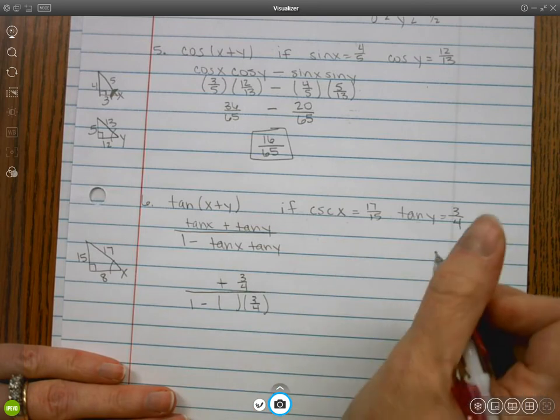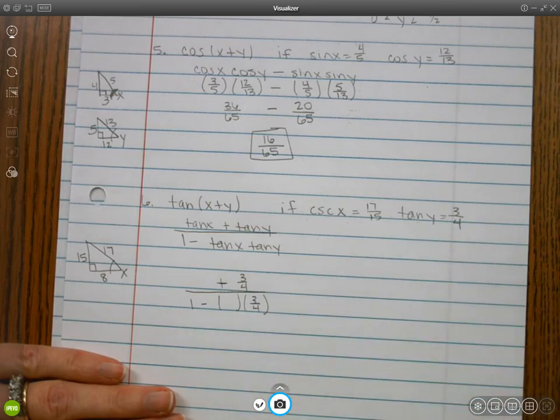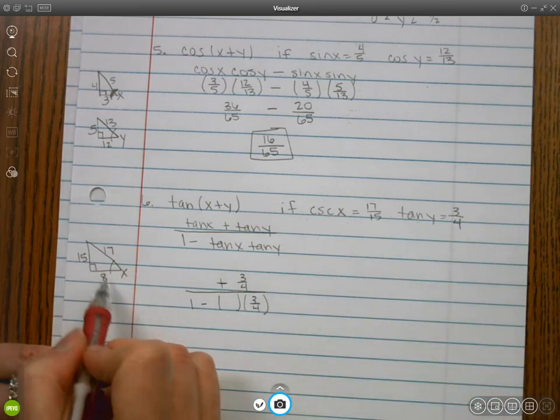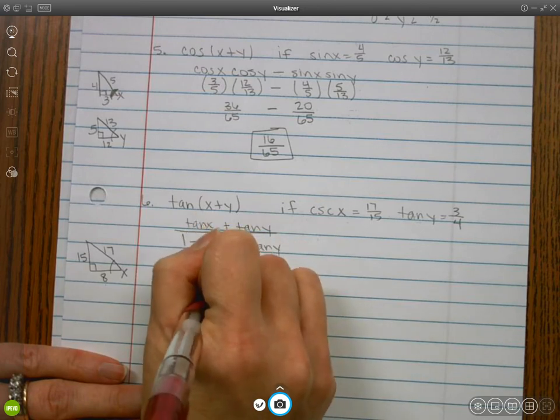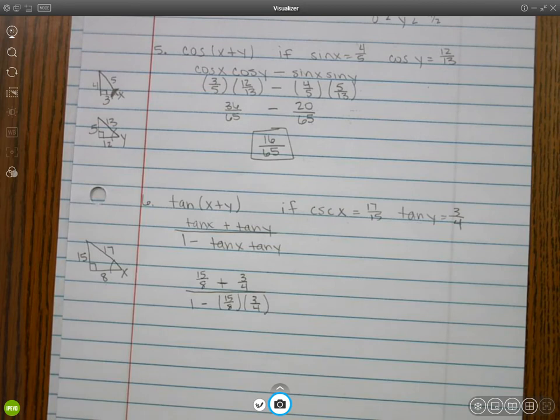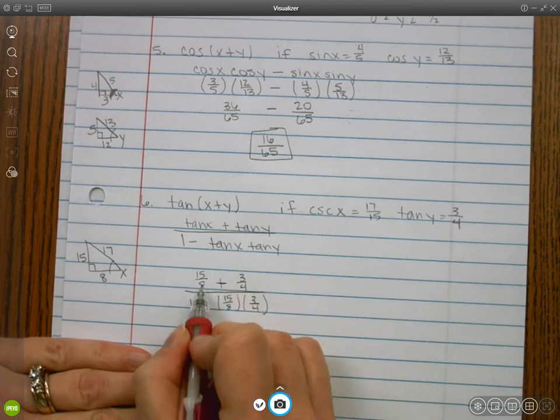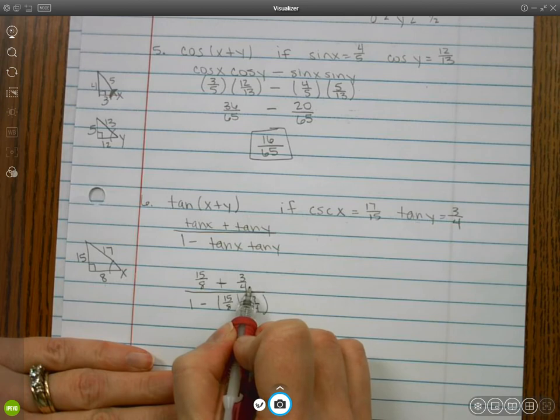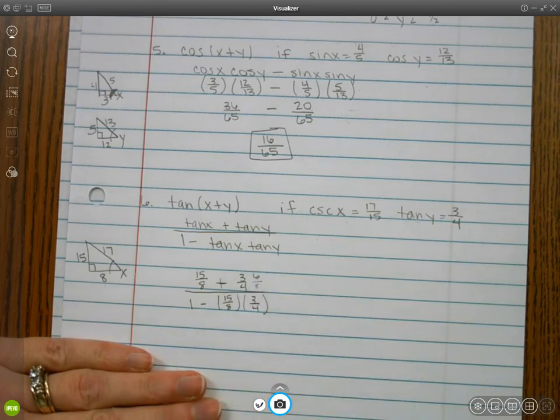All right, so if we want tangent of x, we're going to do opposite over adjacent, so 15 over 8. The tangents are always the ones that are harder and make you think and work more. They just are. All right, so here we go. I need to turn this into something with an 8 on the bottom. So that times 2. I get that 3/4 is the same thing as 6/8.